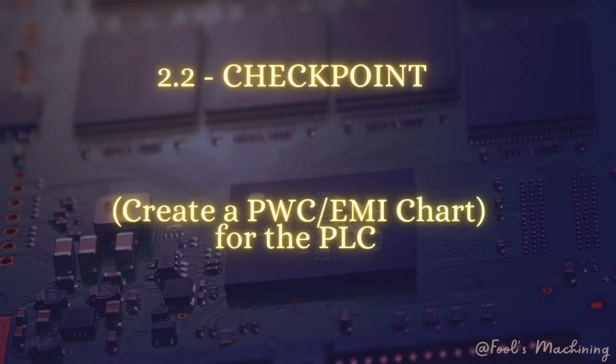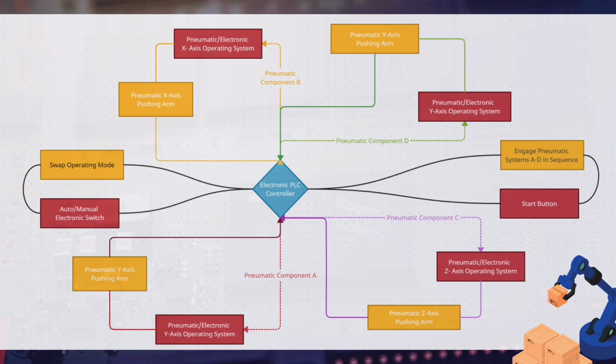We're going over the PWC EMI chart that I made for the PLC. This basically just shows the electronic PLC controller. I made a series of modules that interact together and I looped them together with each other. I made two separate sequences, one for the auto and manual electronic switch.